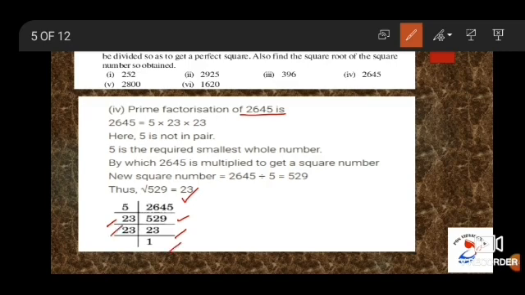So, here the number 5 is not in pair. So, 5 is the required smallest whole number. So, we can divide 2645 by 5. The result will be 529. Therefore, square root of 529 is equal to 23.